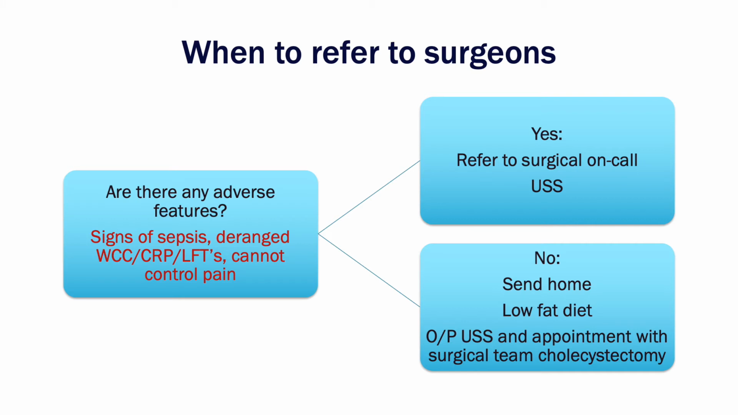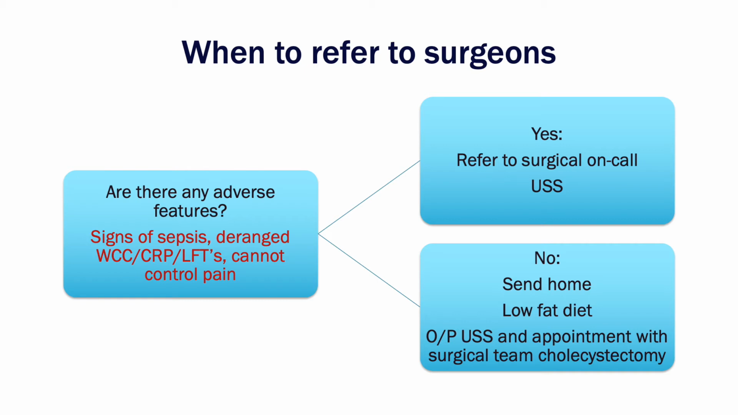So for our gentleman with an uncomplicated simple biliary colic, you would just send him home. There's no need to admit him. And this diagram here is just a quick summary of when you would need to refer to surgeons. So first you need to ask yourself, are there any adverse features? This would include signs of sepsis, if there's any derangement in his inflammatory markers or liver function tests, or if we can't control that pain.